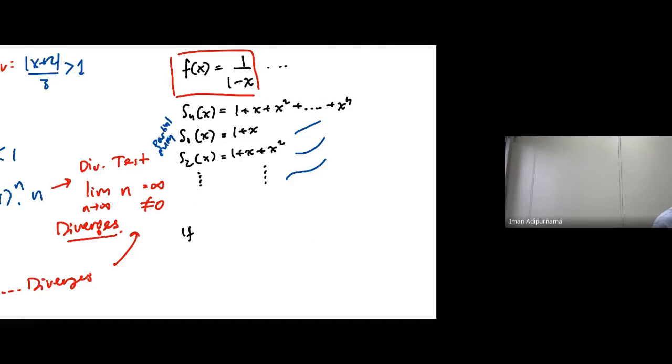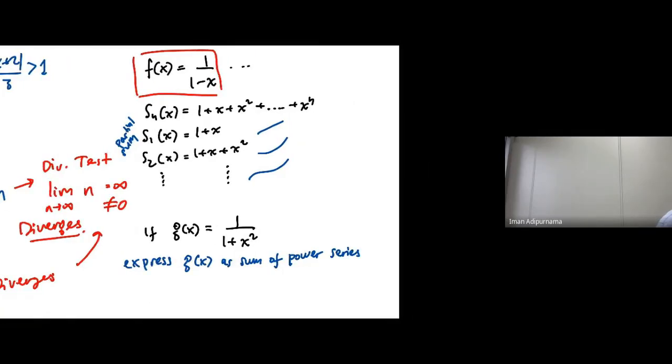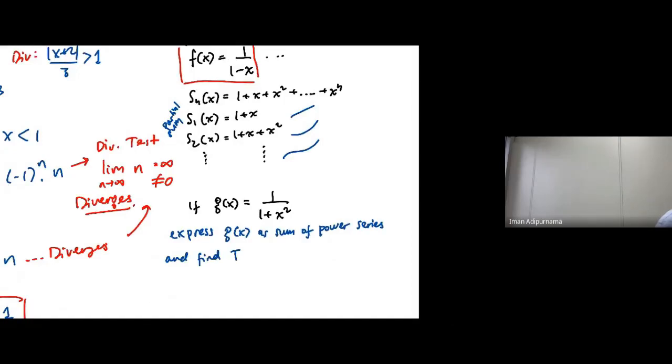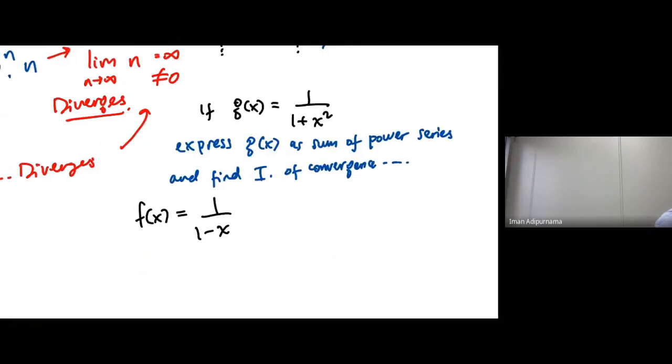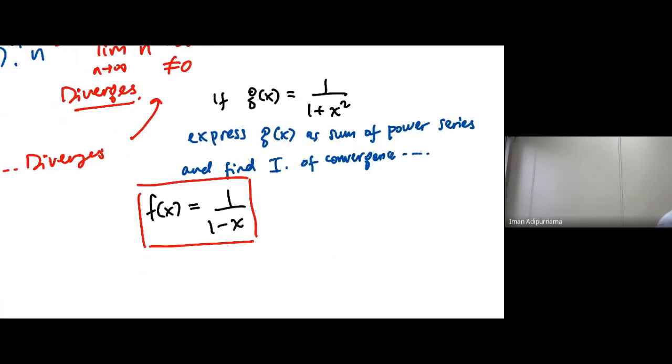Let's say I have another function, g, which is 1 divided by 1 plus x squared. Express g as a sum of a power series, and find the interval of convergence. Now remember, if we look at f, 1 over 1 minus x, this will become our basis formula.